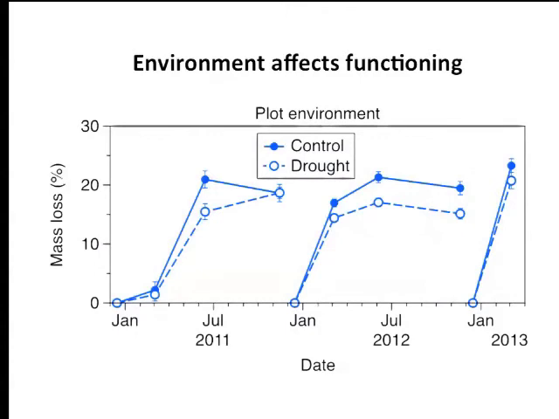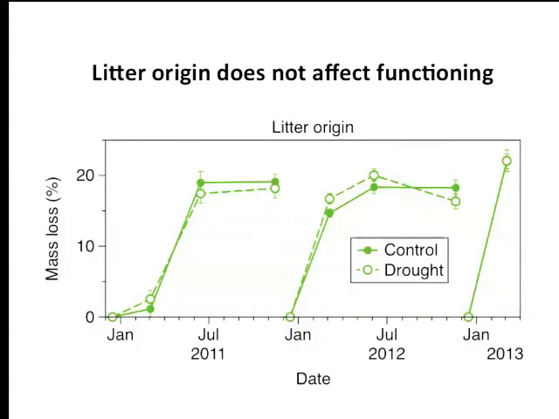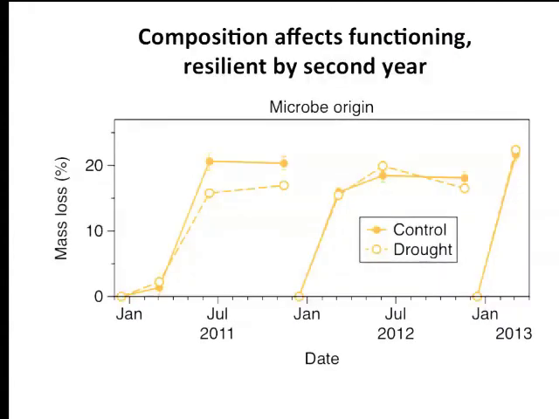In general, leaf litter in the drought plots degrade slower than in control plots. Litter origin did not affect decomposition rate in any of the years. We don't see a significant difference across these years between the 2 trees where that litter came from. And microbe origin, while it did have that 1st year effect, as I've shown you before, by the 2nd year, it didn't have an effect. There was no difference between decomposition rates depending on where the microbial community came from.